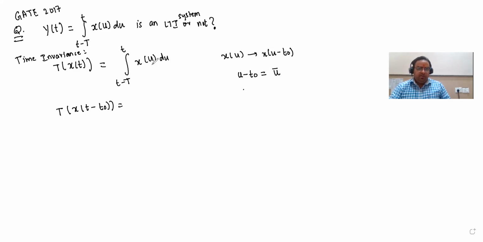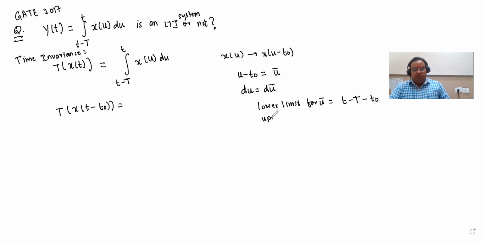Whenever we take any substitution in the variable here, two things we have to do. The first is that we have to change the differential, so we get du equal to du bar. The second is that we have to define the new limits. The lower limit on the variable u is t minus capital T, so the lower limit for u bar will be t minus capital T minus t naught.